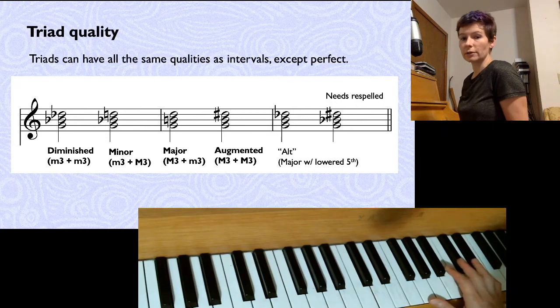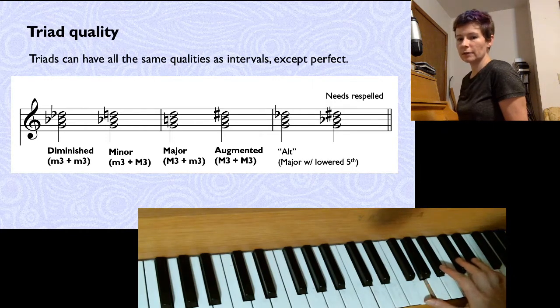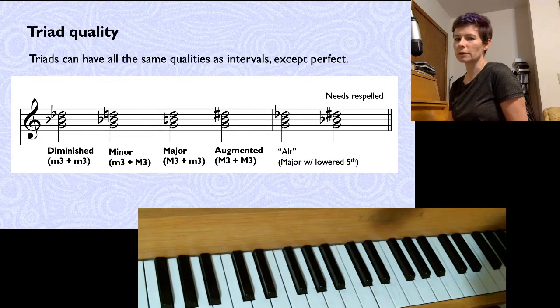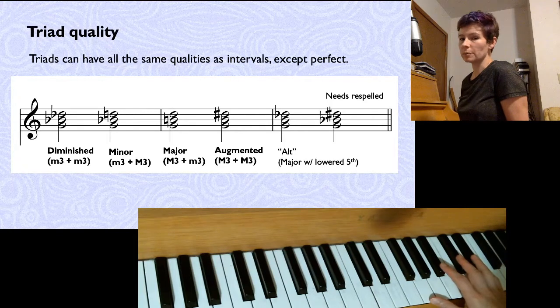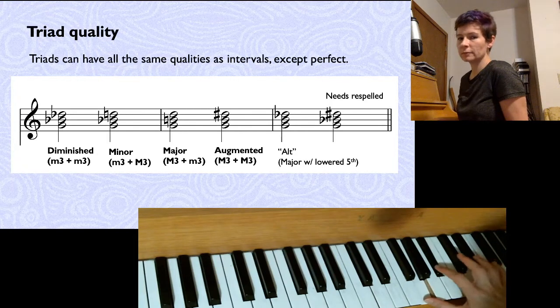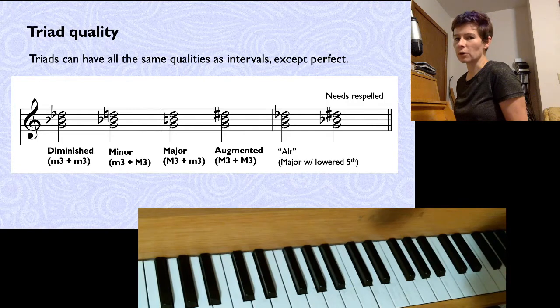And the last chord on this slide, furthest to the right, is G, B flat, and D sharp. Well, just like you wouldn't expect to find both flats and sharps in the same scale, you wouldn't expect to find both flats and sharps in the same triad. If you respell the D sharp as E flat, suddenly it makes a whole lot more sense.